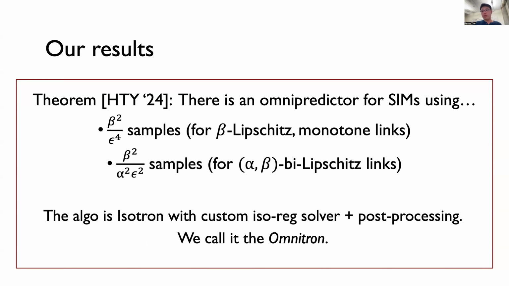The algorithm turns out to be extremely simple, and it's based on slight modifications to the isotron with a custom isotonic regression solver and a new post-processing procedure. So we call this the Omnitron.